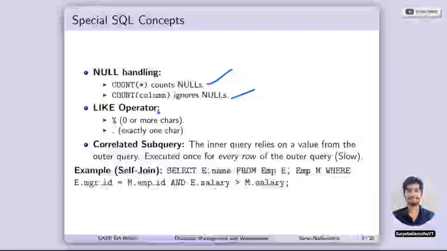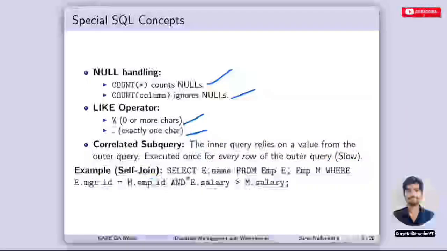Next, the like operator. In the like operator, the percent symbol includes zero or more characters. The underscore includes exactly one character. The correlated subquery means the inner query relies on a value from the outer query. It means we have two queries, one inside another, which we call a correlated subquery. It is executed once for every row of the outer query. It can be slow. A simple example is the self join.